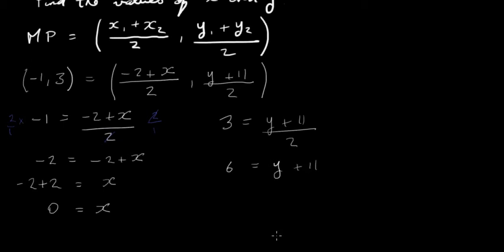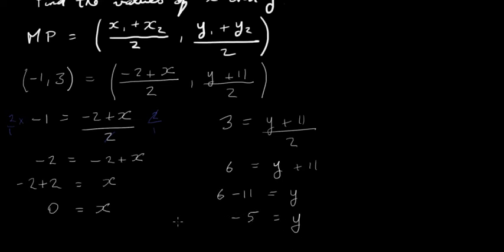Now what I want to do is isolate the y, so I'm going to have to get rid of this plus 11 by putting in a minus 11 here. Plus 11 minus 11 will cancel, but since I put a minus 11 in here, I have to put in a minus 11 here on the left hand side as well. So I've got 6 minus 11 equals y. That gives me 6 minus 11 is minus 5.